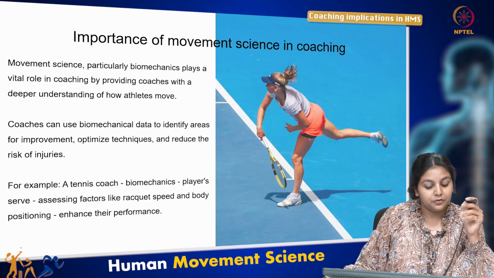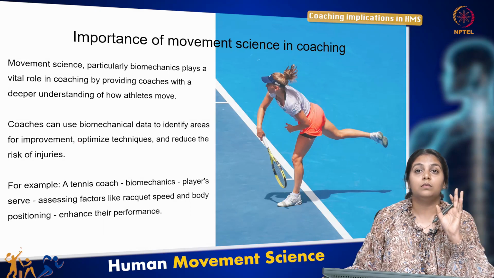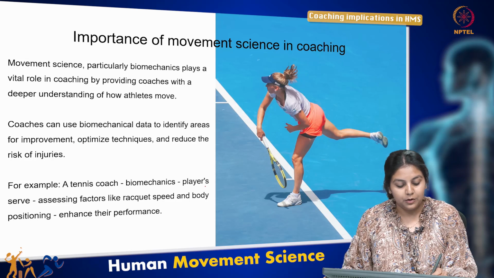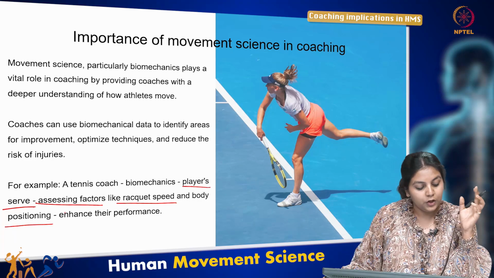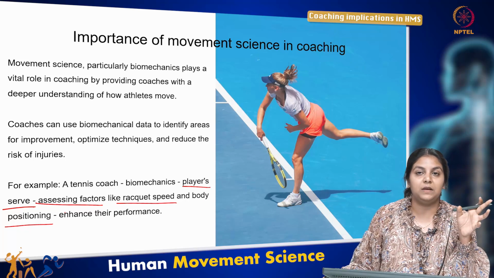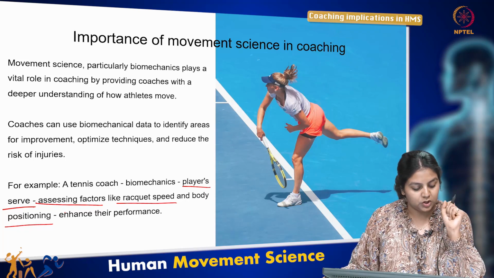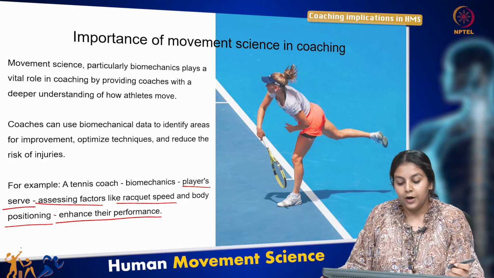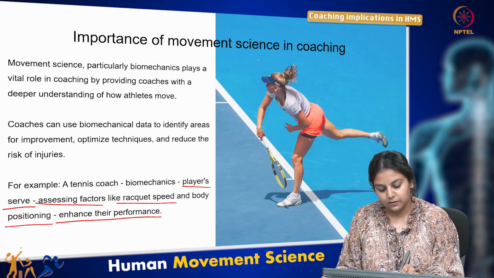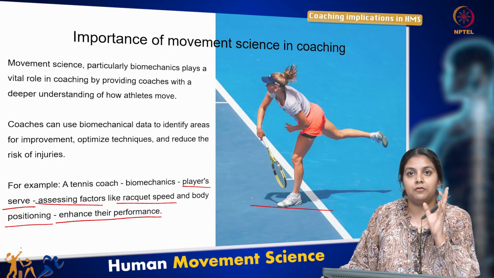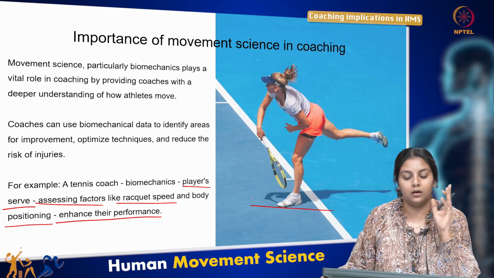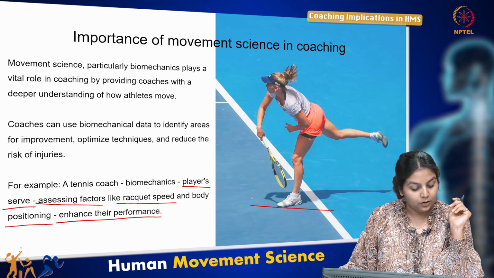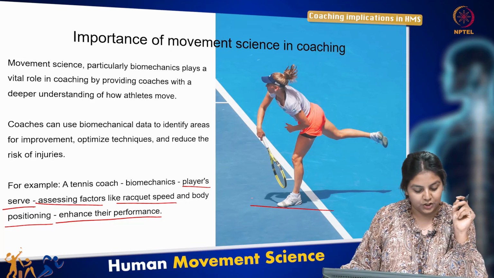Let's take an example. For example, a tennis coach can use the knowledge of underlying biomechanics or technique characteristics of a player's serve, so they can use assessing factors like racket speed and body positioning to enhance their performance. As you can see in this slide, to maintain that position after you have served, so after your execution phase, which we'll look at in a couple of slides, it's extremely crucial to reduce risk of injury and also ensures good direction to the serve.